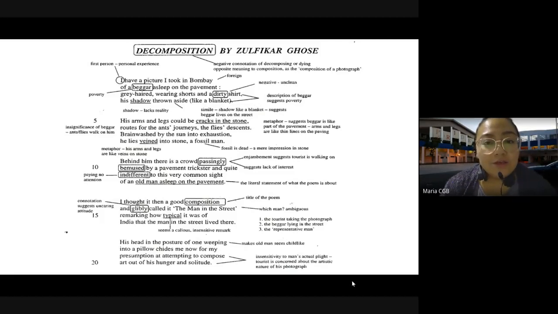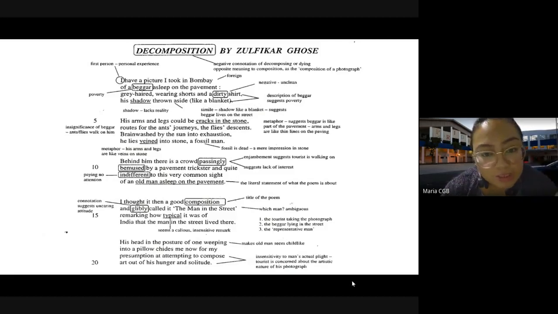Now, this idea of invisibility of the beggar is heightened in stanza 3, where we see that behind him there is a crowd passingly bemused by a pavement trickster, and quite indifferently to this very common sight of an old man asleep on the pavement.